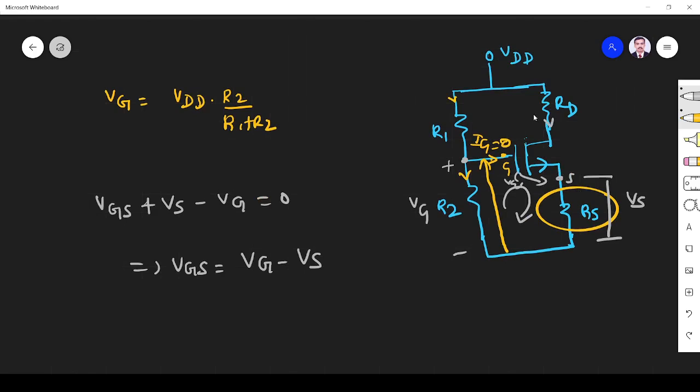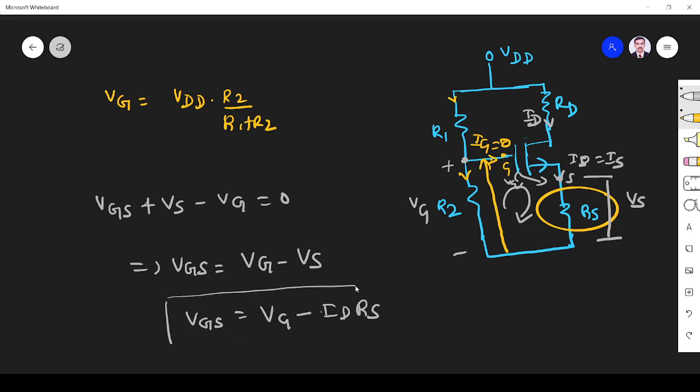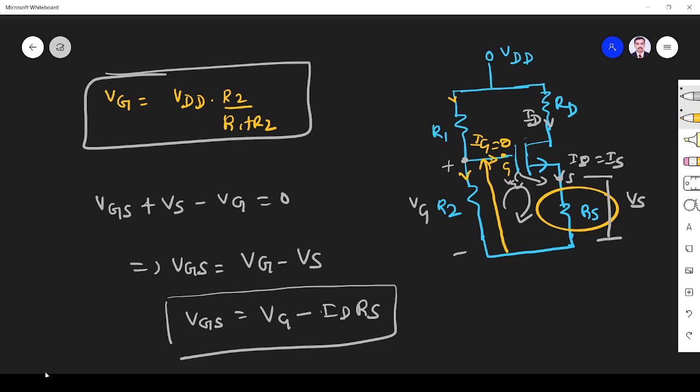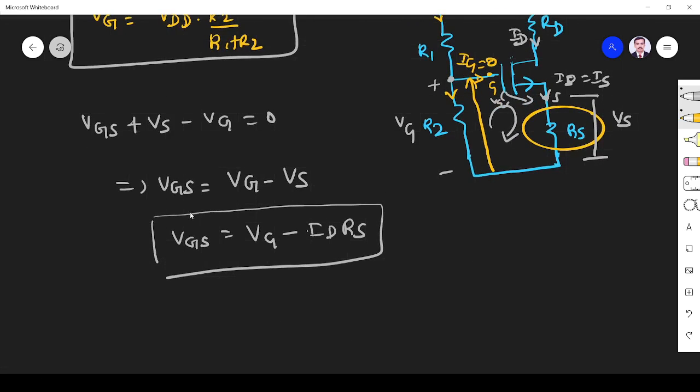Here the current flowing through the drain is the drain current, and there is no gate current, so all the drain current will flow through the source. So the current flowing through this is ID, which is equal to IS. Both are the same. So I can write VGS is equal to VG minus IDRS or ISRS. Both are the same, right? So VGS is equal to VG minus IDRS. These two are important formulas. Once we find VGS, this is what we want to find.